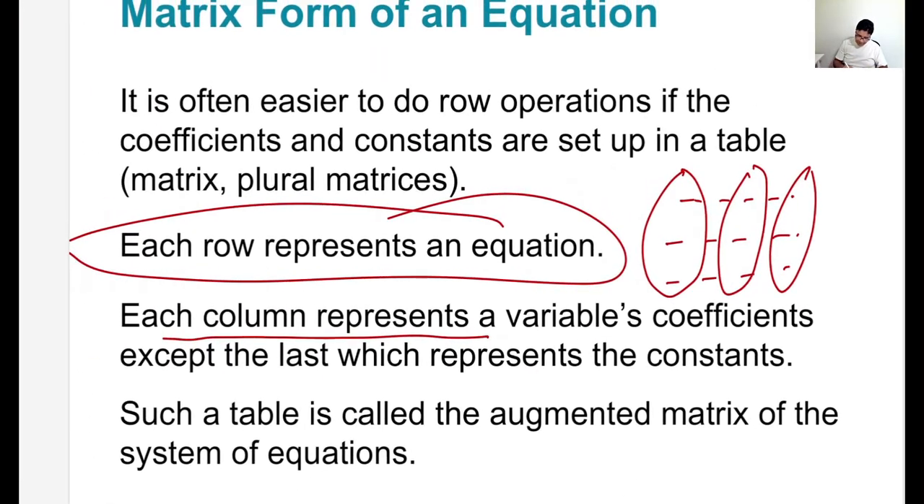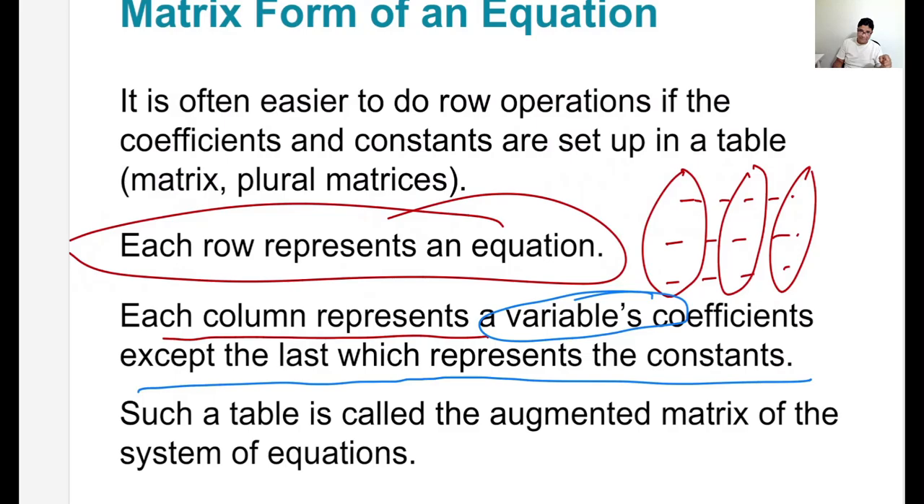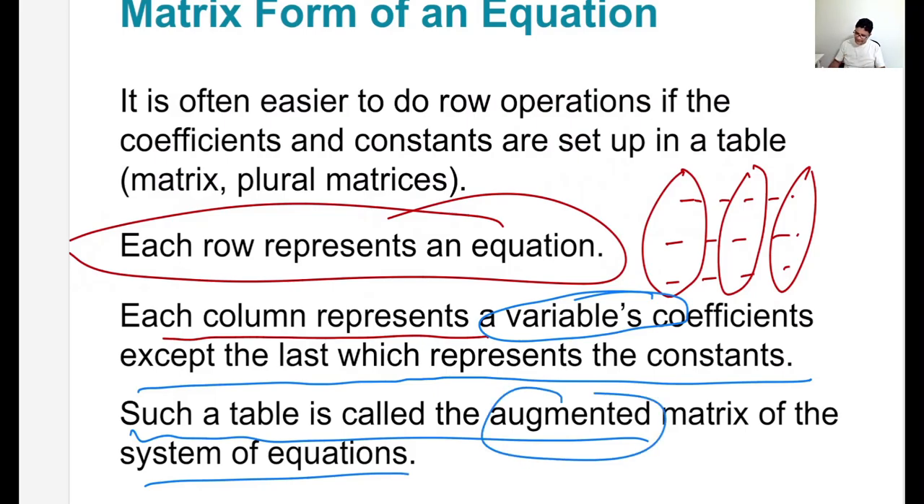Such a table, except the last column which represents the constants. Every column represents the coefficients of a particular variable, except the last one, which is the right hand side of the equations, the constant numbers. This kind of table is called the augmented matrix. The augmented part is that dividing line which divides the two parts of the equation, left side the variables, right hand side the constants. Okay, we call it the augmented matrix.